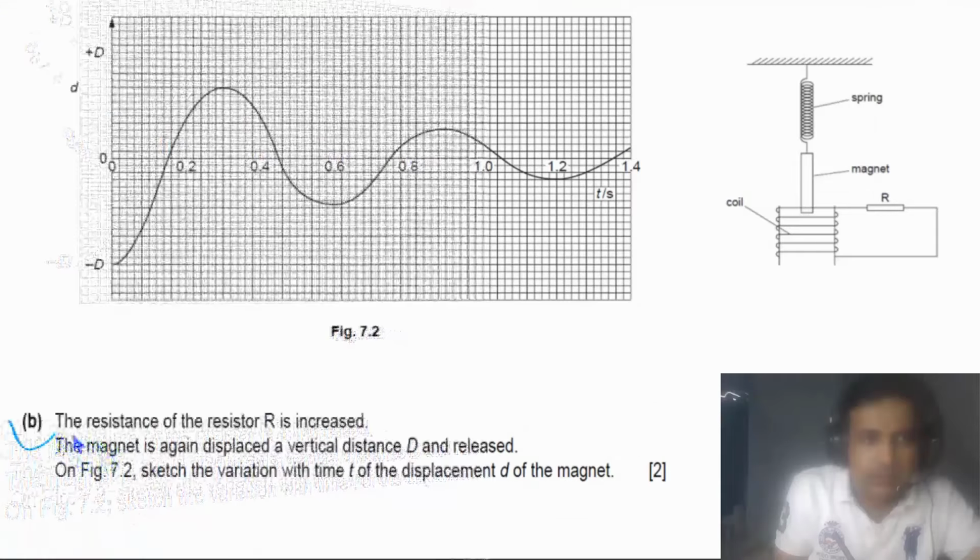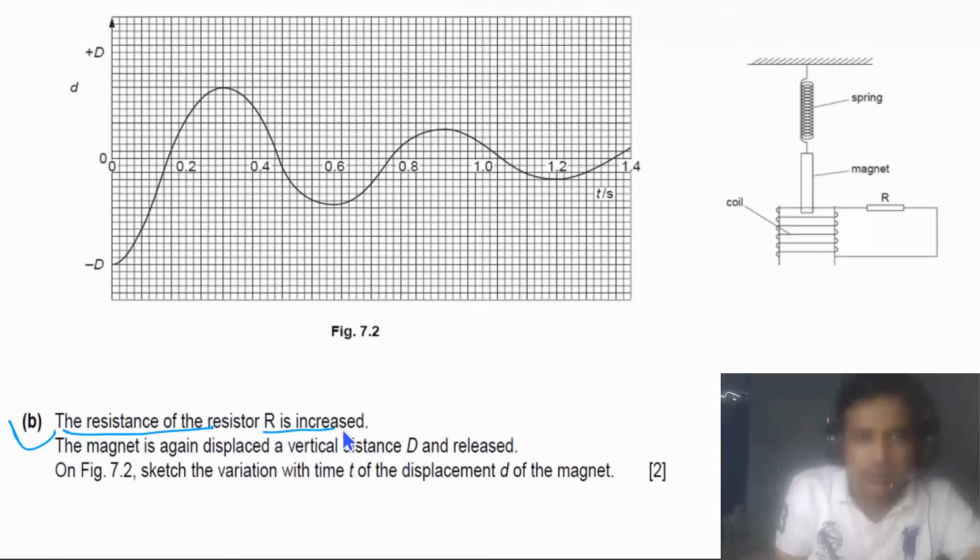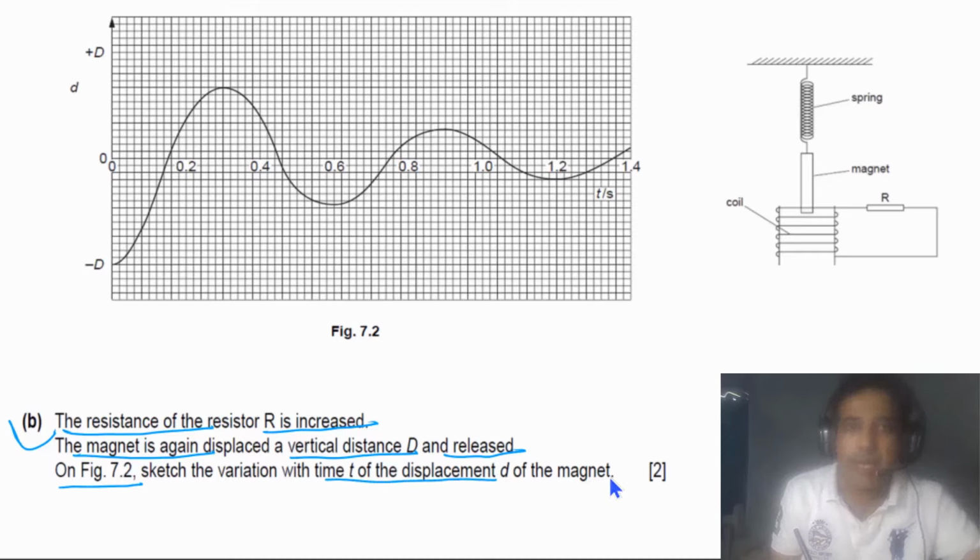Part B says the resistance of the resistor R is increased. The magnet is again displaced a vertical distance D and released. On figure 7.2, sketch the variation with time t of the displacement d of the magnet.